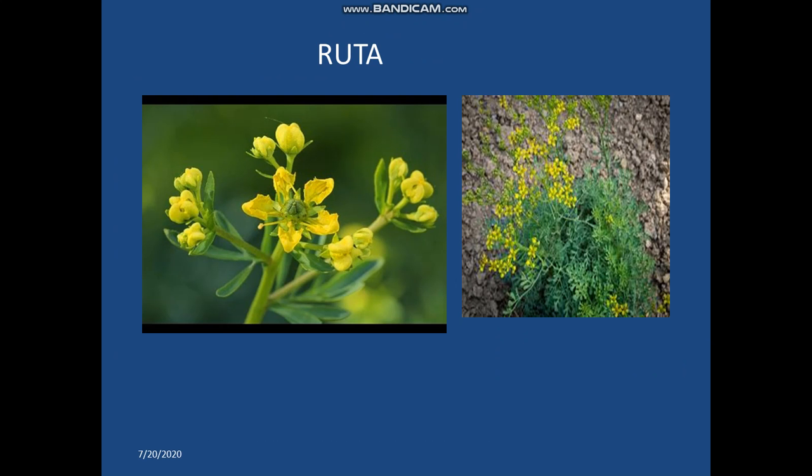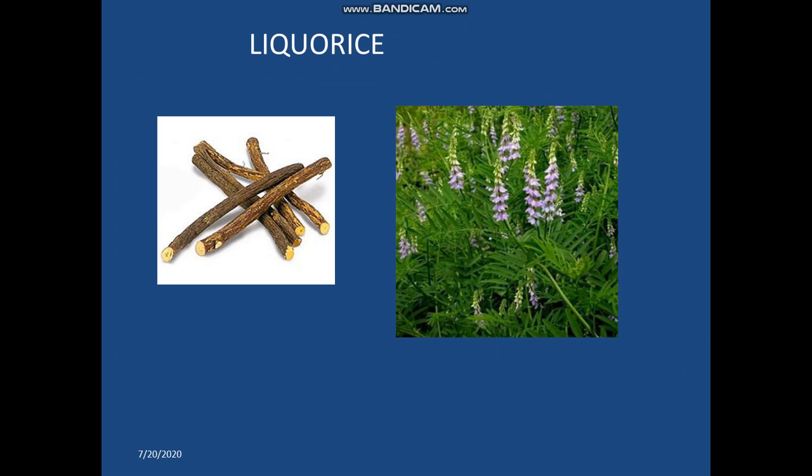Next is the ruta. Ruta, a very important plant again. Ruta graveolens. Rutin is the flavonoid isolated from this plant. It is very much being used. Next is licorice. Even during this COVID period, this plant is recommended in the form of decoction by the Department of Ayush, Government of India.